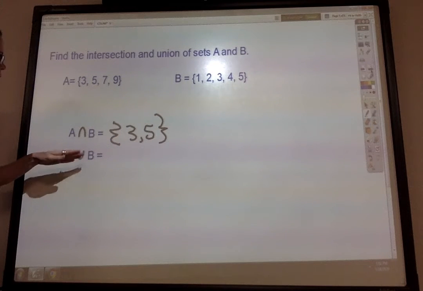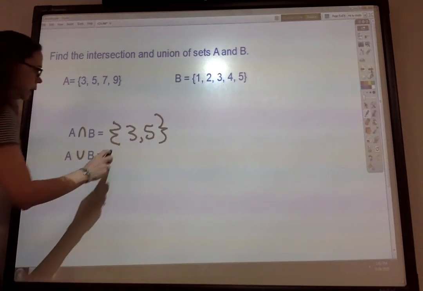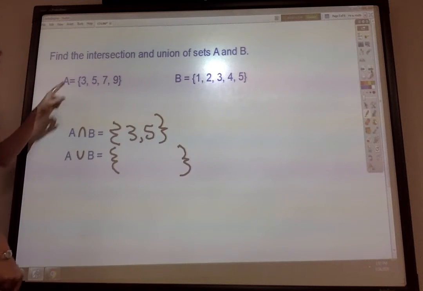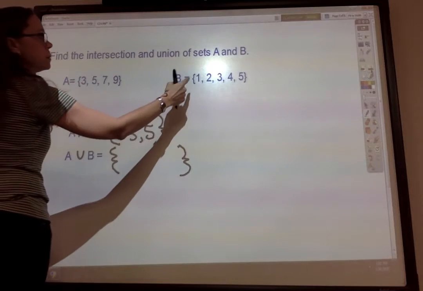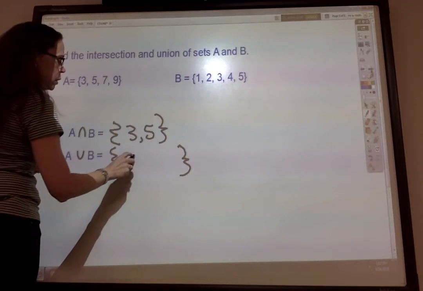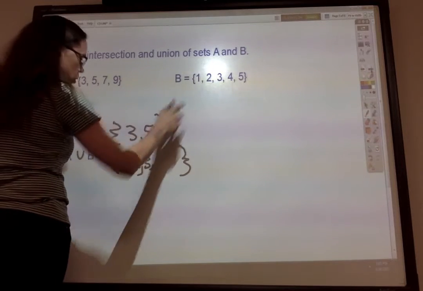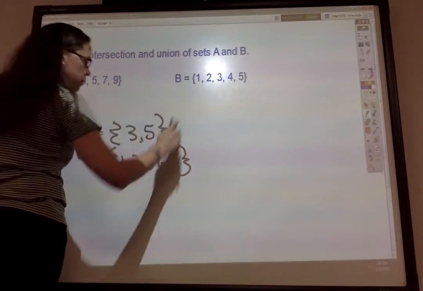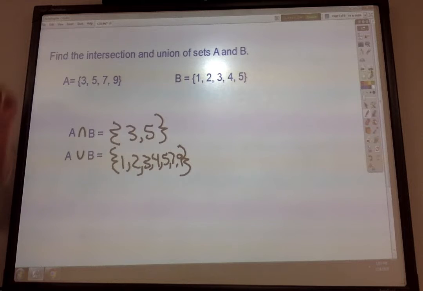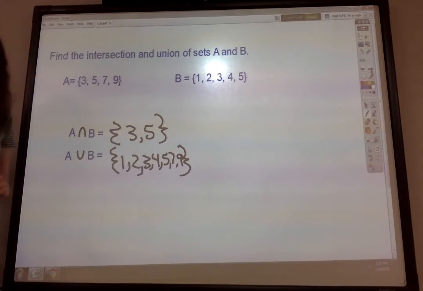Now the union of them, I need to have all of the elements represented in the union. Oops, I'm going to start as low as they go. So I'm going to start over here at 1. 1, 2. They both have a 3, so I'm just going to represent 3 one time. 4, 5, 7, and 9. So intersection is 3 and 5, and the union is all of the elements represented.